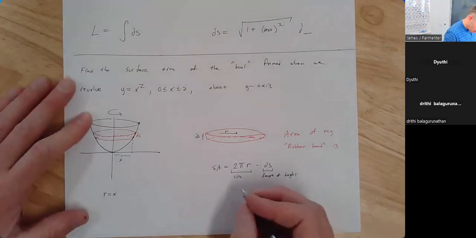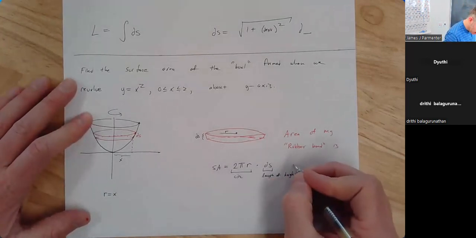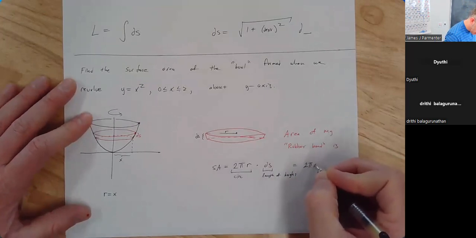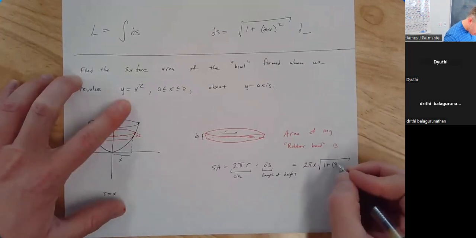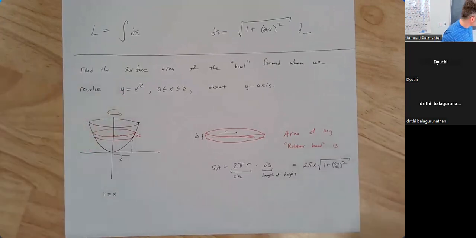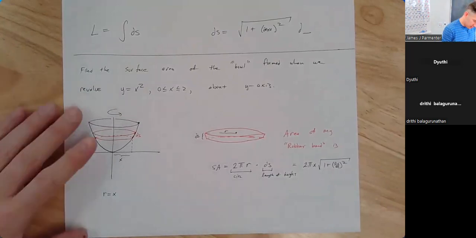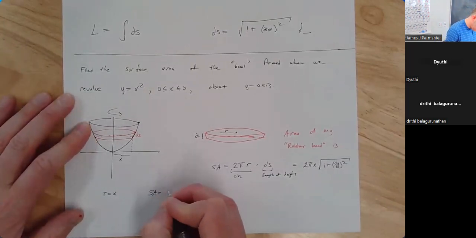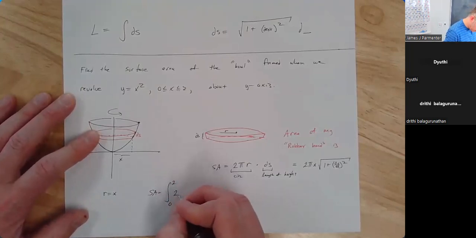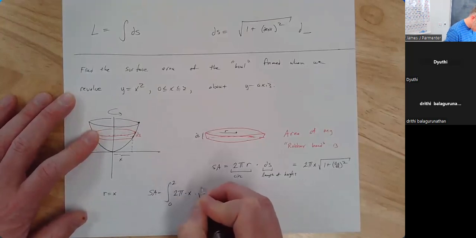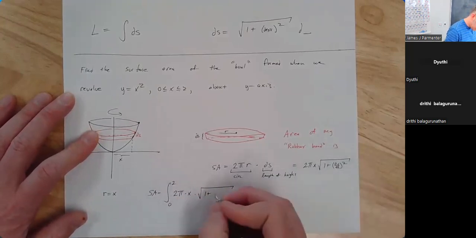So here, the surface area of our band is going to be 2 pi times x times the square root of 1 plus my derivative squared. And if we want to find the total surface area, we add up all the areas of the rubber bands. So my total surface area is the integral from x equals 0 to x equals 2 of 2 pi times x times the square root of 1 plus dy/dx, which is 2x, squared.